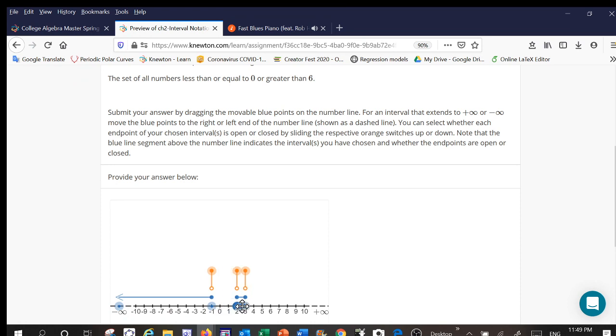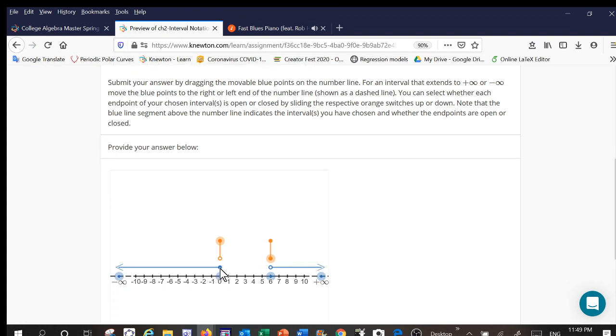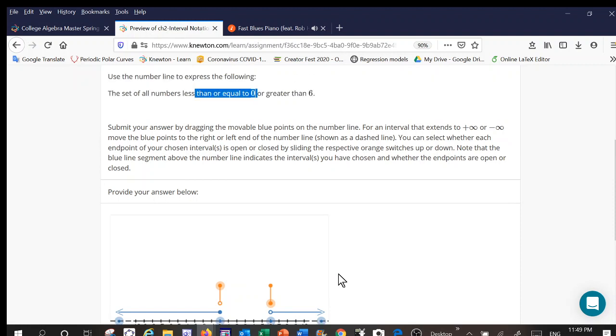Let me move this that way. So less than or equal to 0 means that, right? So set all numbers less than or equal to 0, or greater than 6. We don't want it to be 6, we just want it to be greater than 6. So you have to move this to 6, make sure this is empty, and then move this to infinity, like that. So you see, that's including 0 to the left, this not including 6, and to the right of 6. That's how we set it up.